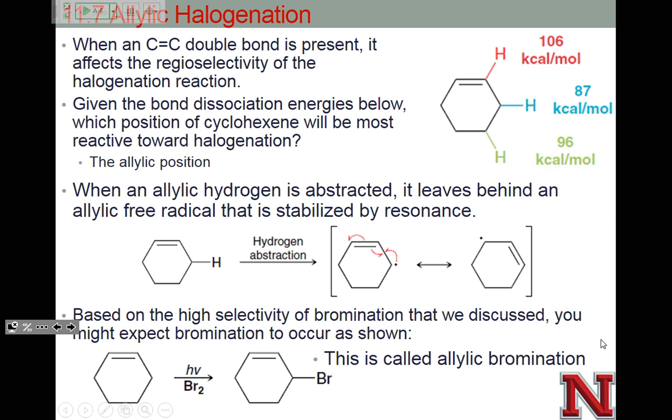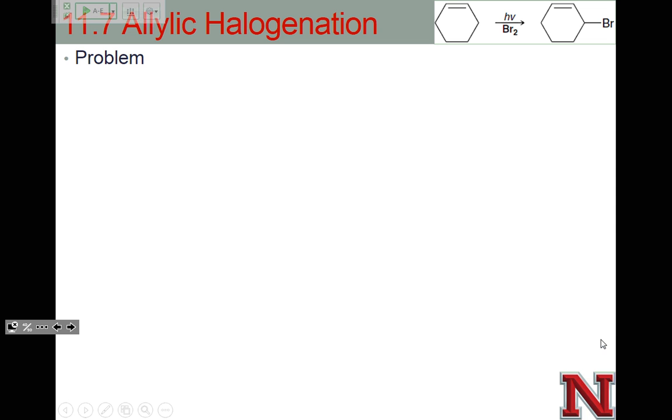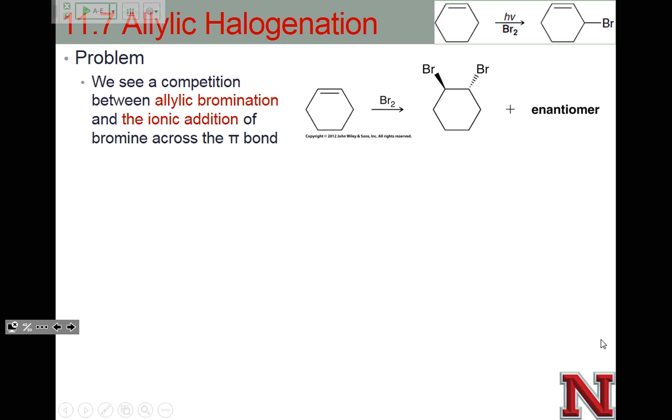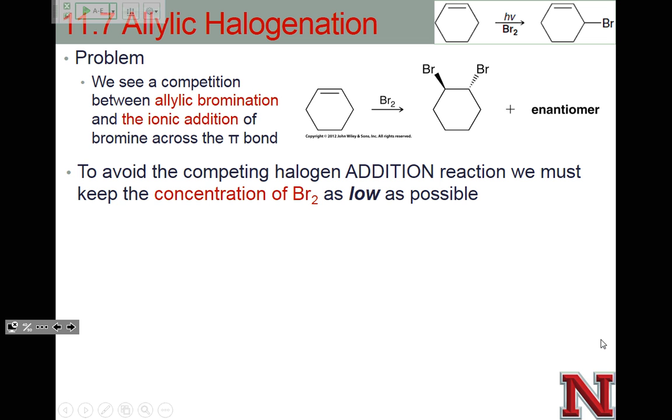There is a problem, and the main problem I alluded to in the example earlier is that when we have Br2 in a double bond, we can get addition. How do we avoid this? We can avoid this by not having a lot of Br2. So how do we do bromination without having a lot of Br2 present?